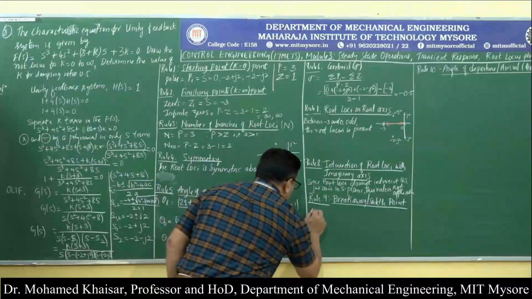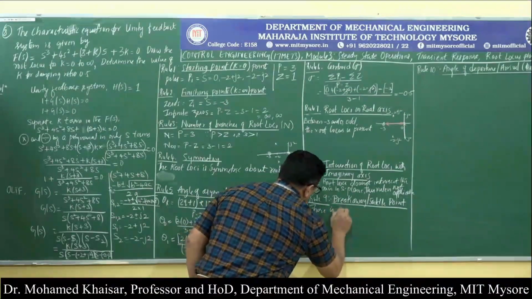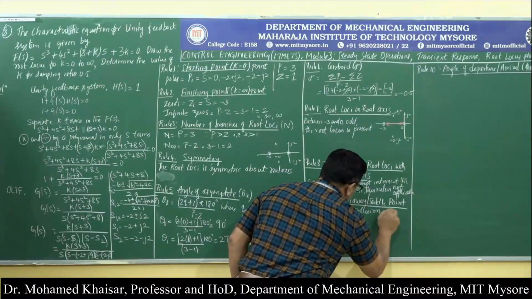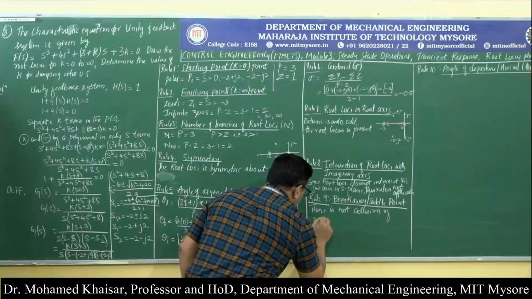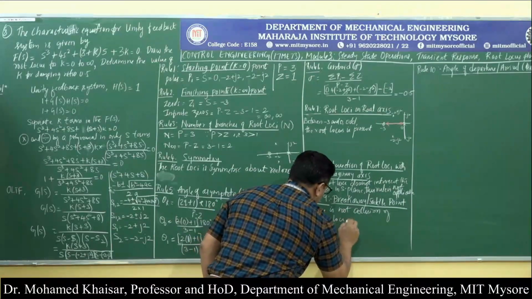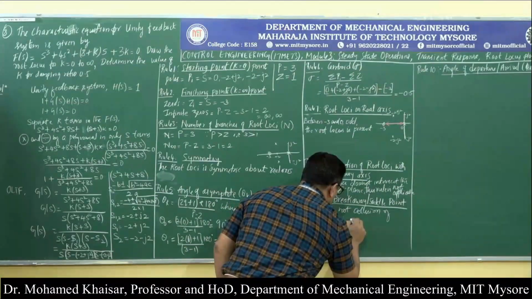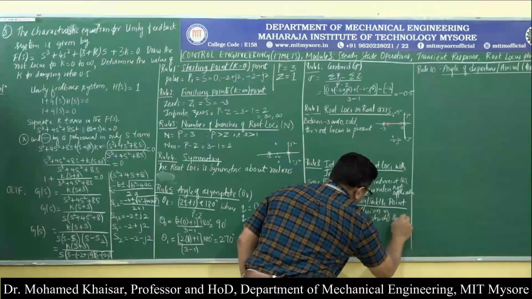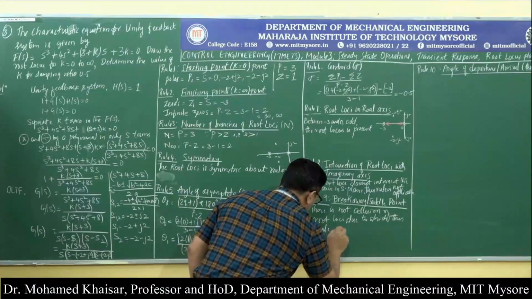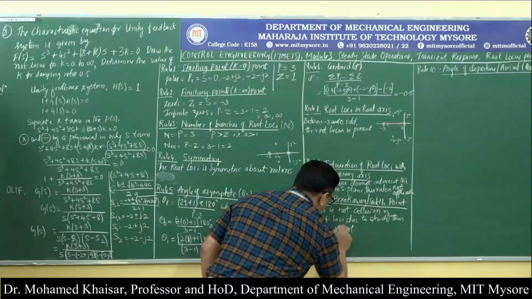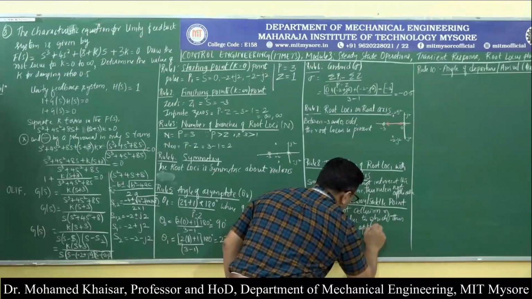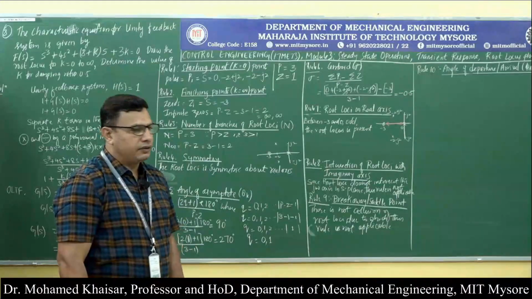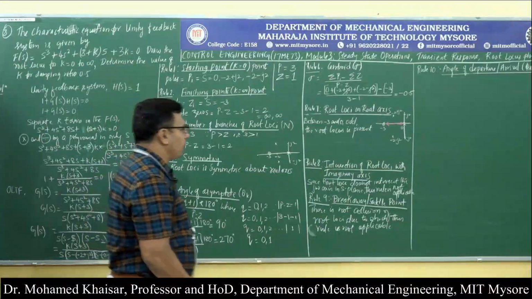Why? Because there is no collision of root loci, due to which this rule is not applicable. This rule is not applicable. So 9 rules are over.